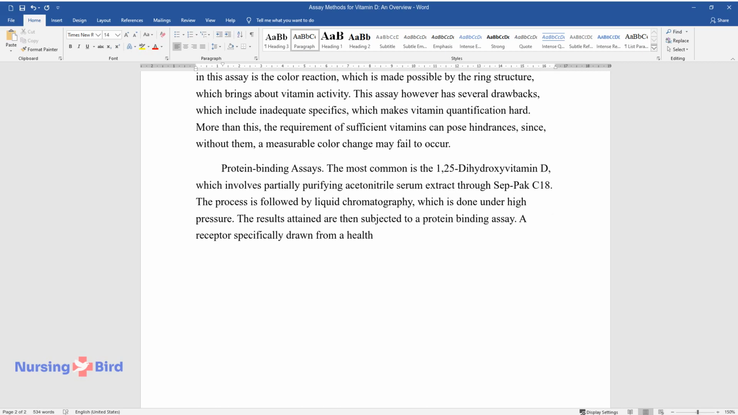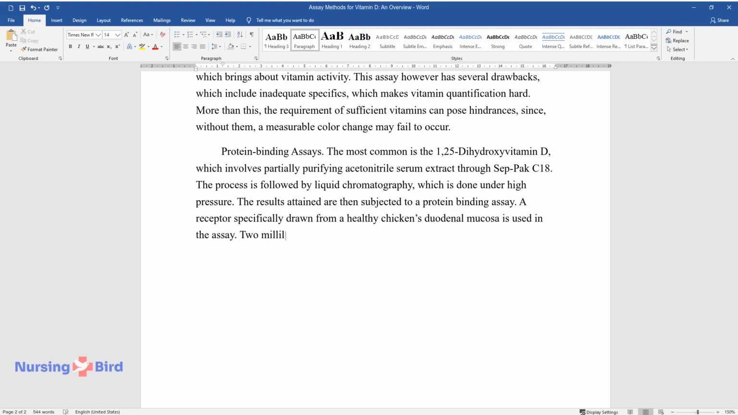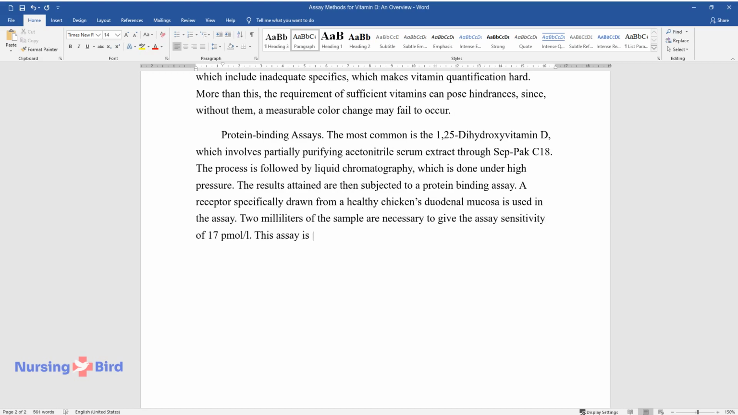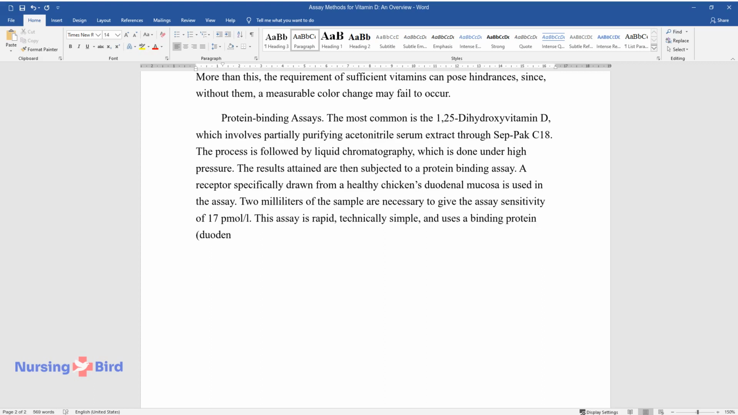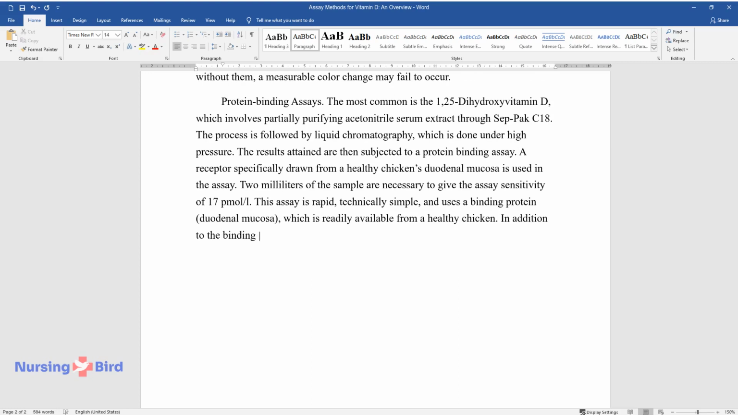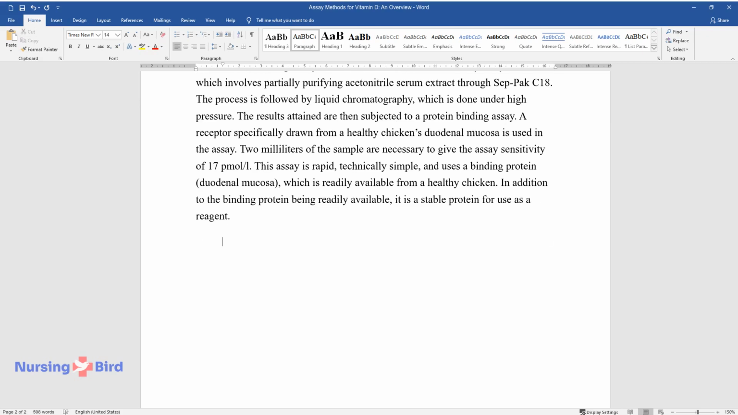A receptor specifically drawn from a healthy chicken's duodenal mucosa is used in the assay. 2 milliliters of the sample are necessary to give the assay sensitivity of 17 picomoles per liter. This assay is rapid, technically simple, and uses a binding protein, duodenal mucosa, which is readily available from a healthy chicken. In addition to the binding protein being readily available, it is a stable protein for use as a reagent.